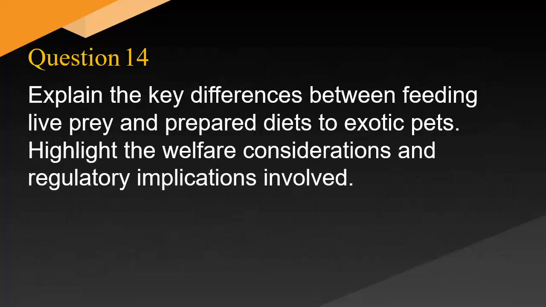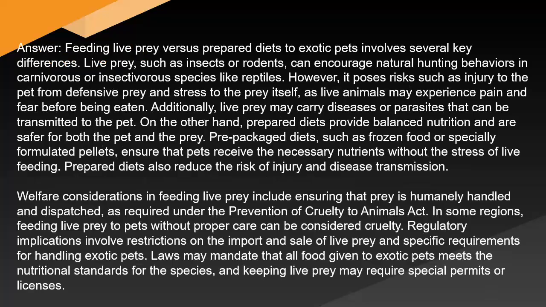Explain the key differences between feeding live prey and prepared diets to exotic pets. Highlight the welfare considerations and regulatory implications involved. Answer: feeding live prey versus prepared diets to exotic pets involves several key differences. Live prey, such as insects or rodents, can encourage natural hunting behaviors in carnivorous or insectivorous species like reptiles.